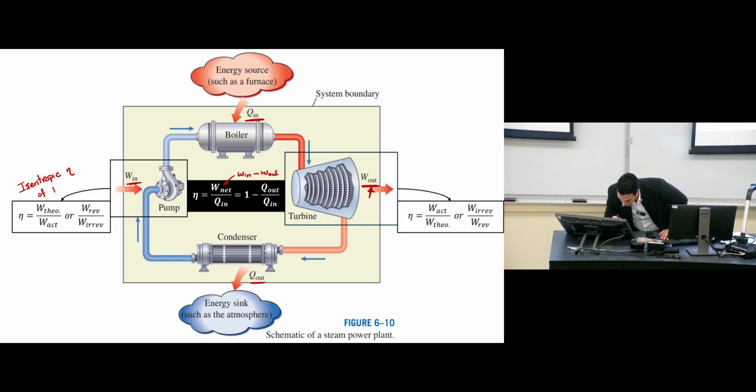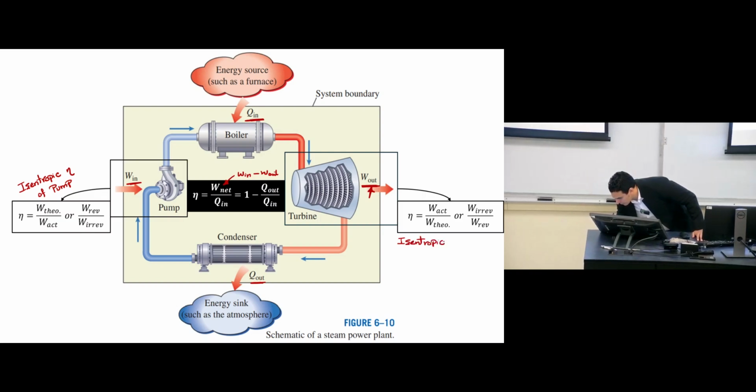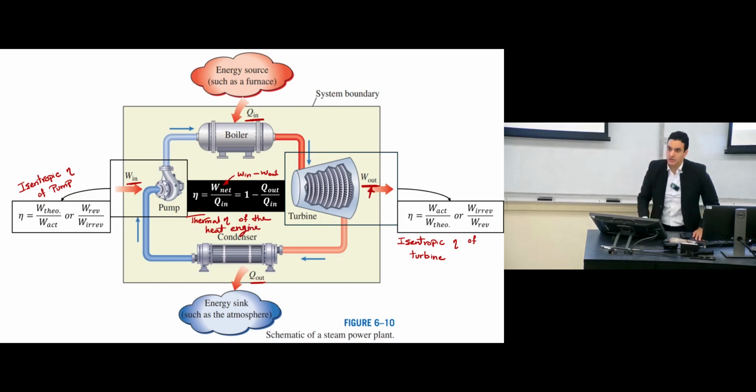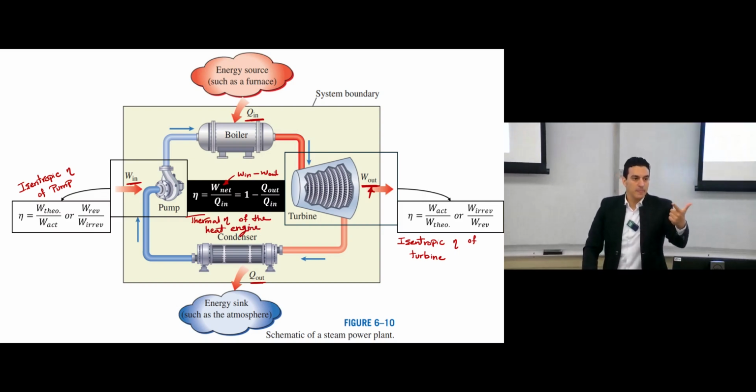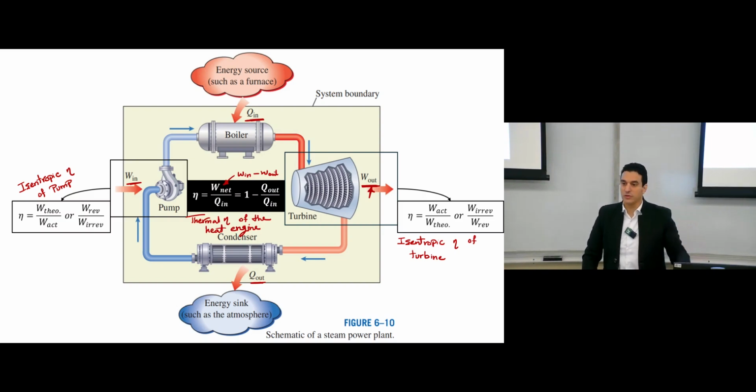This is the isentropic efficiency of the pump, and this equation here is the isentropic efficiency of the turbine, but this one here is the thermal efficiency of the heat engine. And the heat engine consists of 4 components: the turbine, the pump, the condenser, and the boiler, all of them at the same time.